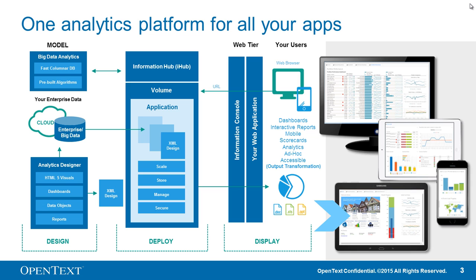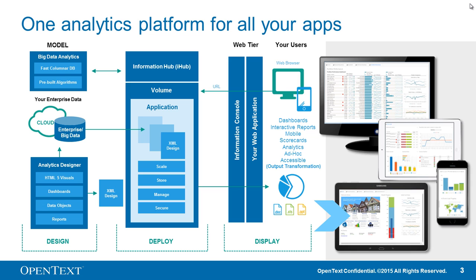Let's start with being broken into three main areas: design, deploy, and display. If we look at the deploy area, we see the OpenText Information Hub, iHub for short. This is an enterprise-grade deployment server for secure, interactive analytic applications and is the foundation for standalone and embedded application in the OpenText Analytics product stack. iHub brings information designs to life, making them interactive, personalized, and trackable.